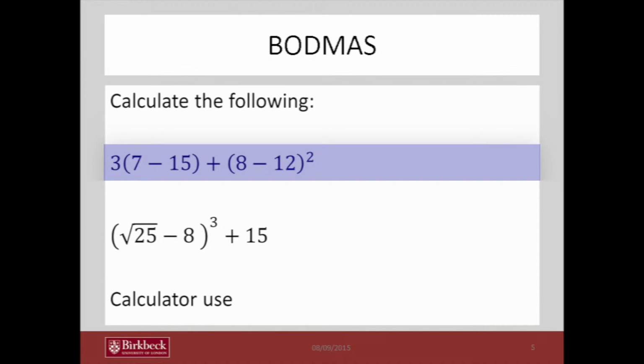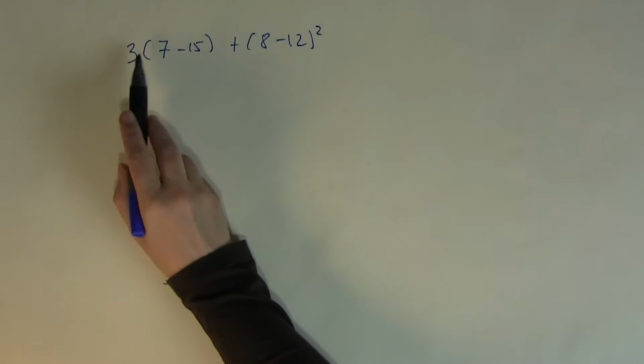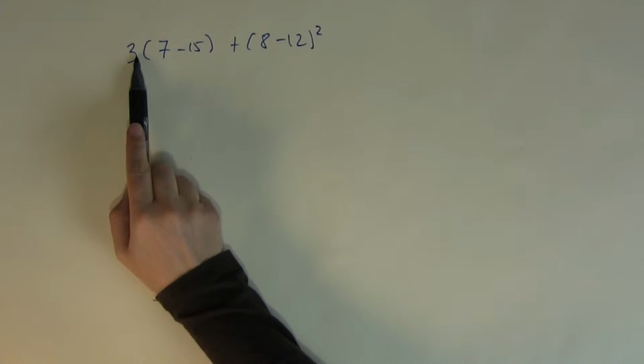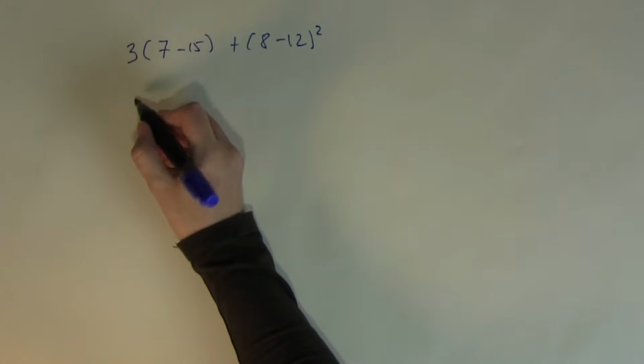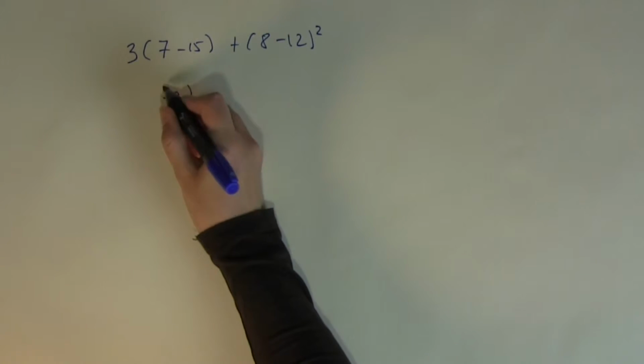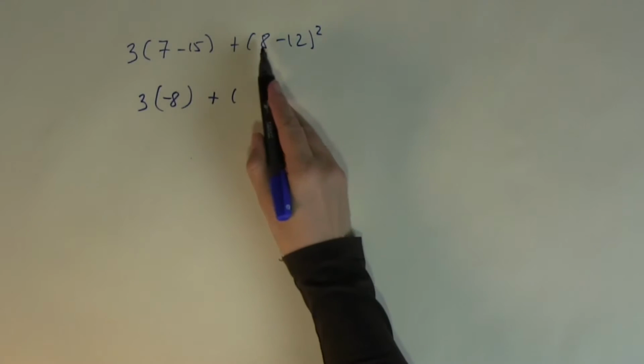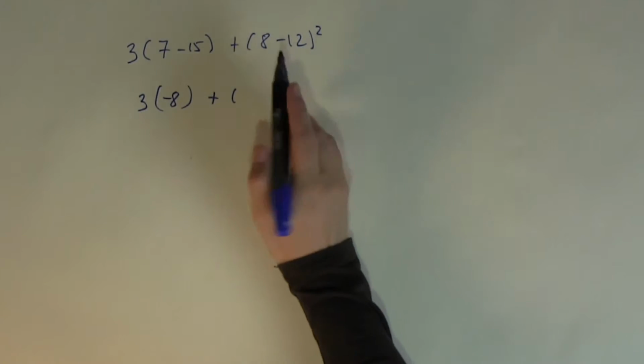So here is this long calculation. If I look at this calculation and apply BODMAS to it, I see that I have got brackets in here. So I need to deal with the brackets first. And where there is no calculation sign between a bracket and a number, in mathematics we always refer to multiplication. So that is always multiplication. So what I need to do now is carry out 7 minus 15, which gives me negative 8. And I need to multiply that by the 3, plus, I have got another bracket in here. 8 minus 12 gives me negative 4, and I need to square that.